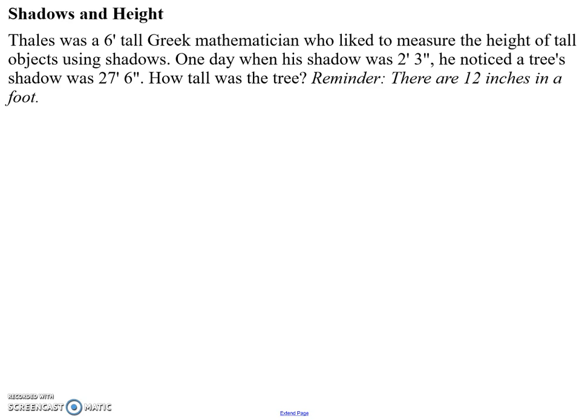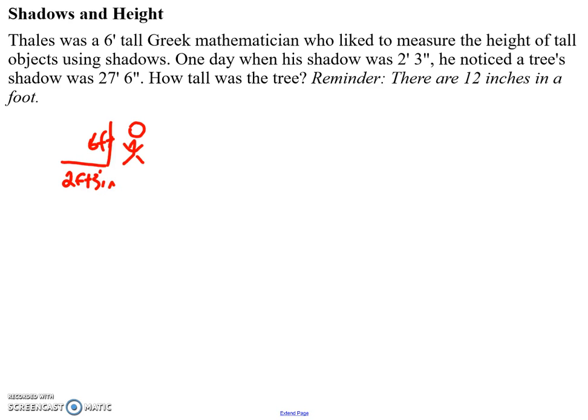Now with the last problem, we're going to use a shadow and see what we can create in trying to figure out. So this one will be helpful both to pay attention to how we relate the measurements, but also how we set this up. So I'm going to draw a picture to help out here. So Thales is a 6 foot tall Greek mathematician. So here's Thales, and he's 6 feet. And one day his shadow is 2 feet 3 inches. So there's 2 feet 3 inches.